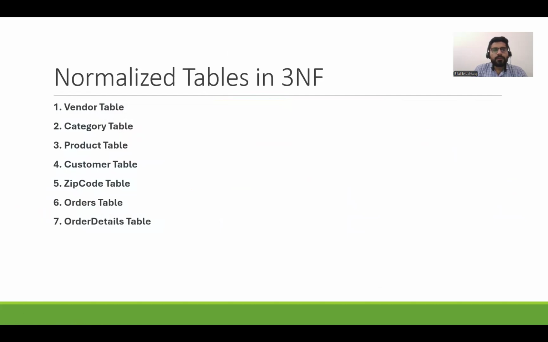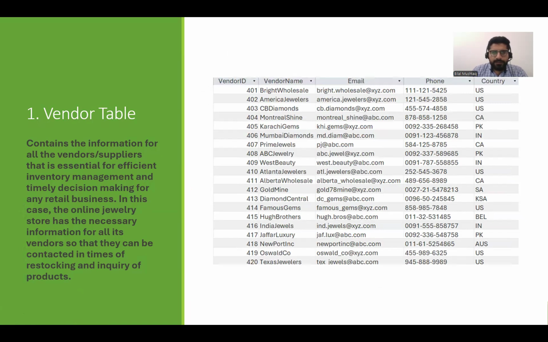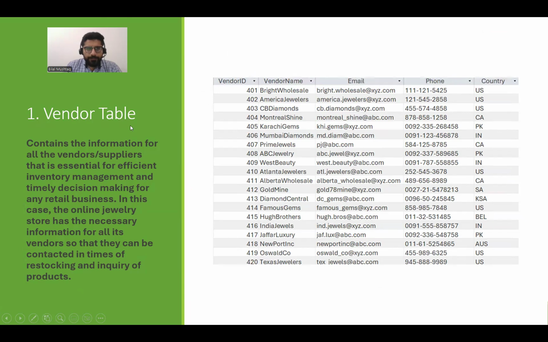So we're going to talk about all the normalized tables in 3NF. Firstly, we're going to talk about the vendor table. It contains the information of every single vendor, supplier in this case, their contact information, and the country that they're located in. So we have 20 vendors over here, their email and their phone number. So this is a very important table as far as inventory management is concerned, as far as inquiring about products is concerned, as far as efficient communication with the vendors is concerned.